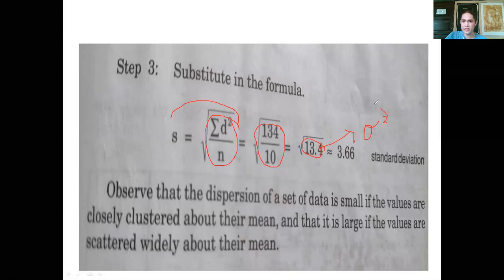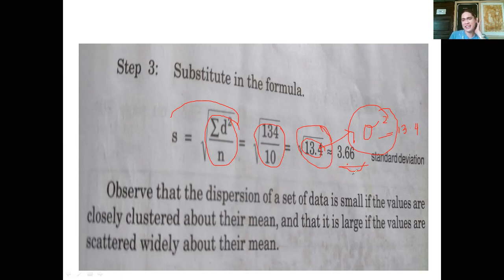13.4 is your variance. Do not forget, this is the symbol for variance. So after getting your variance, what did I say a while ago? The last step in finding the standard deviation is just to get the square root of the variance, and that is already your standard deviation. The square root of 13.4 is approximately 3.66. And 3.66 is your standard deviation. So I hope you can follow.